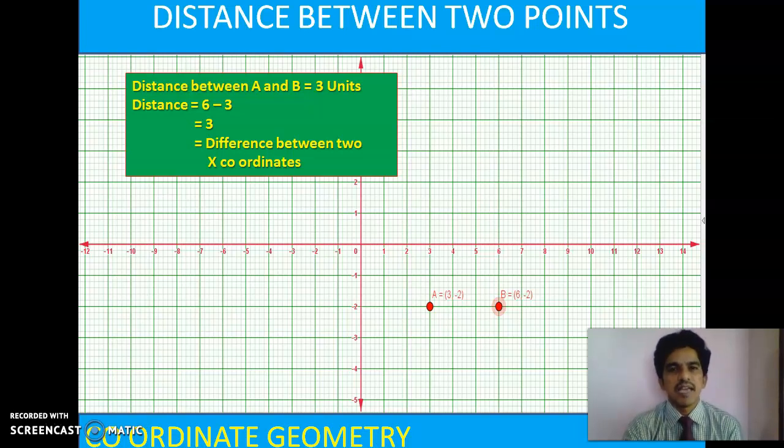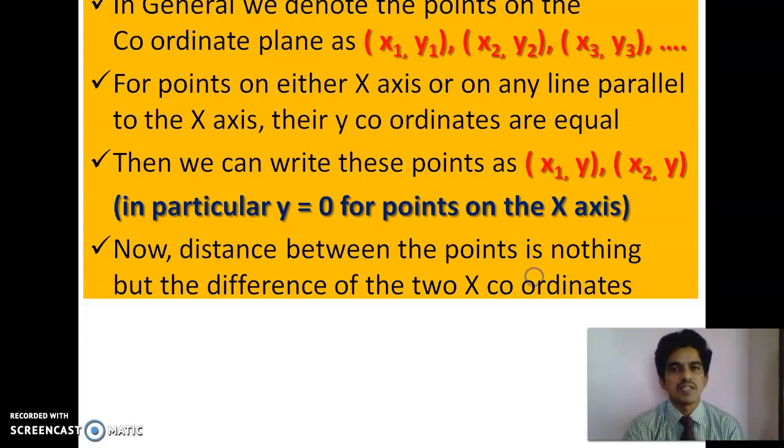In general, as you know, we denote a point on the coordinate plane as x and y. When you have 2 points, we indicate the first point as x1 y1 and the second point as x2 y2. If you have a third point, we indicate it as x3 y3 and so on. Now in this case, when you have 2 points on the x-axis, their y coordinates are 0. So to calculate the distance between them, you just have to find the difference of their x coordinates. By calculating the difference of their x coordinates, you will have the distance between the 2 points.